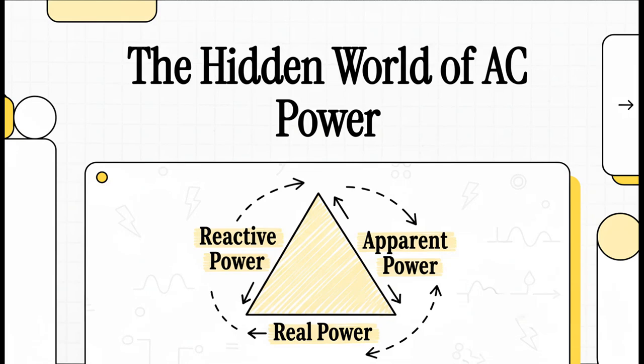You know, that simple act of plugging something into the wall, it feels so straightforward, but there's a whole lot more going on than you might think. The AC power that comes out of our outlets isn't just one simple thing. It's actually a hidden, complex world, a secret dance of energy that affects everything from our electricity bills to how efficient our entire power grid is.